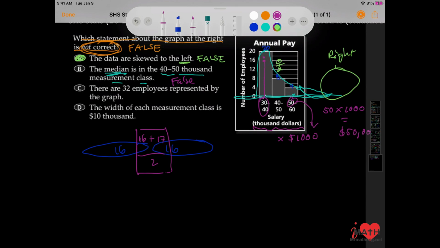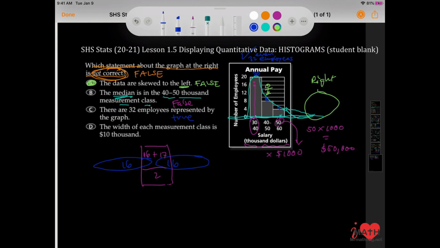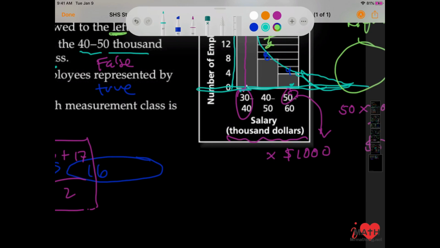Let's keep going. See what happens. There are 32 employees on this graph. That is true. We found that right up here. Okay. Let's pick another color. Let's pick blue. The width of each class is 10,000. So the classes are down here.